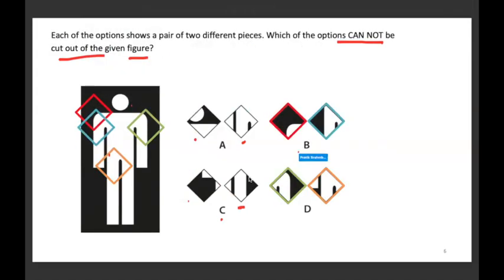B और D वाले ये दो पार्ट्स है. एक B रेड वाला जो पार्ट है वो यहाँ पे आ रहा है. इसमें we need a white part here, यहाँ पे, which is not there. So B is the one which is not possible.